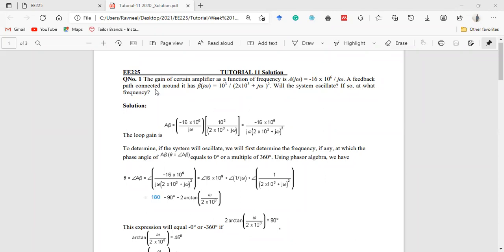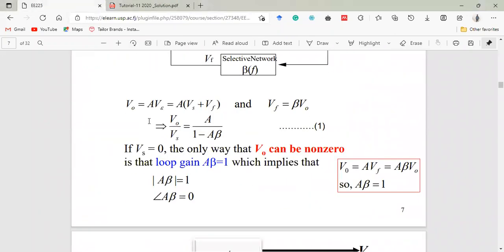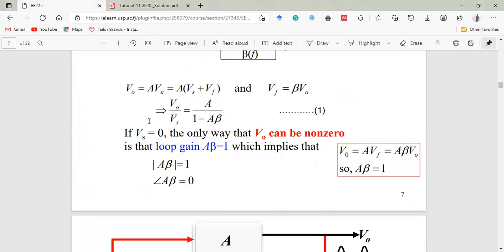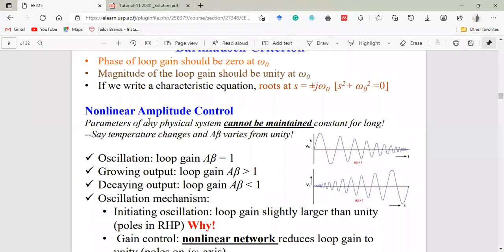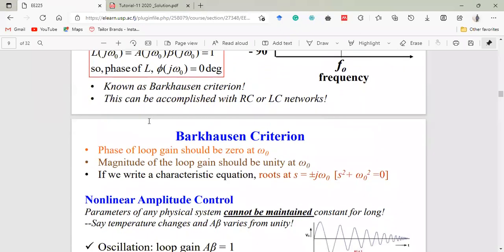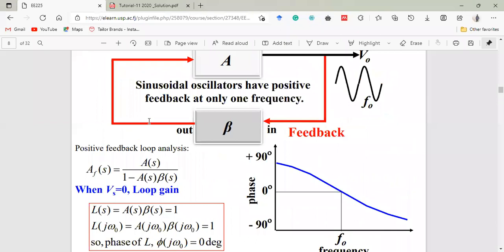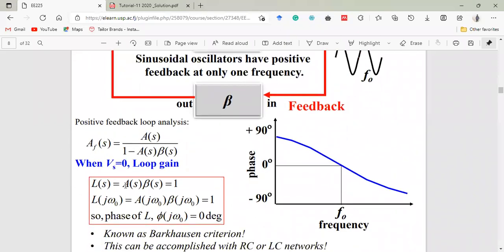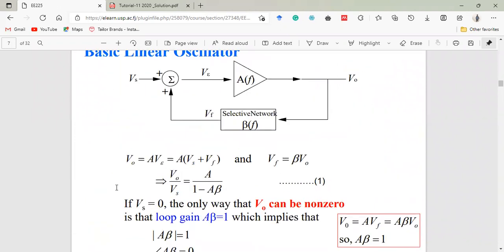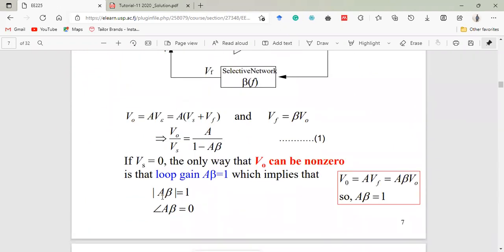So we basically need to use the Barkhausen criteria for oscillation. Let's quickly go over it. The criteria says that the amplitude of A times beta should be equal to 1, and the angle of A times beta should be equal to 0 in order for the oscillation to take place.